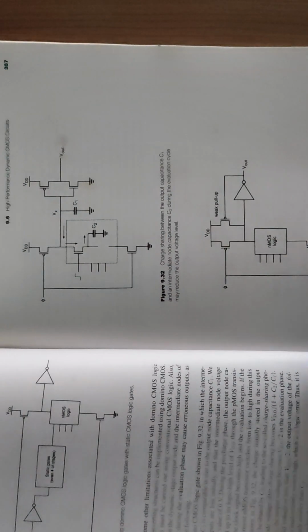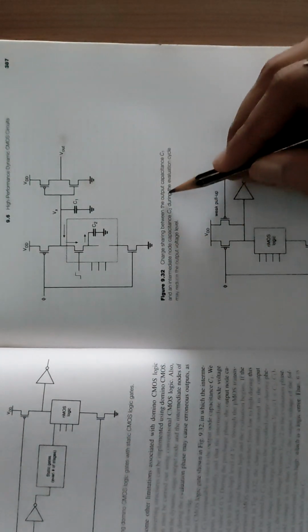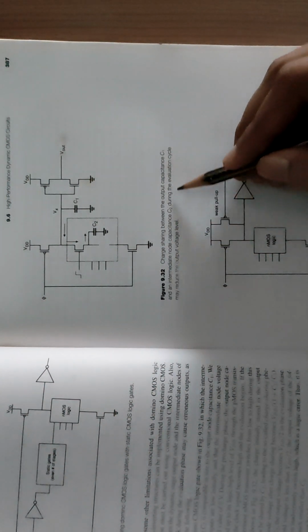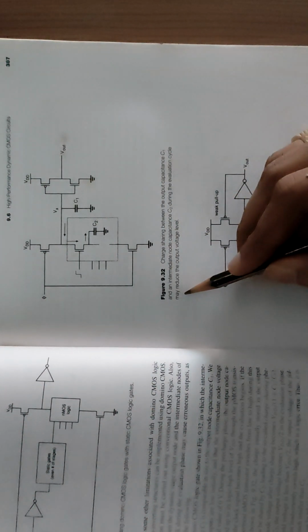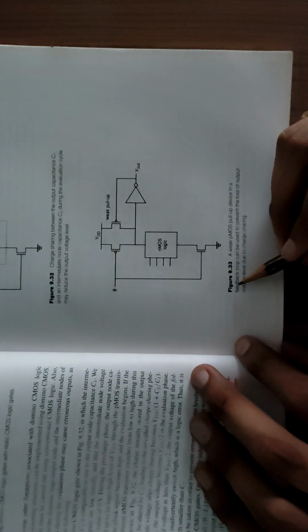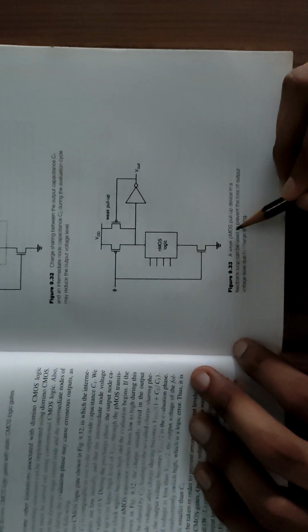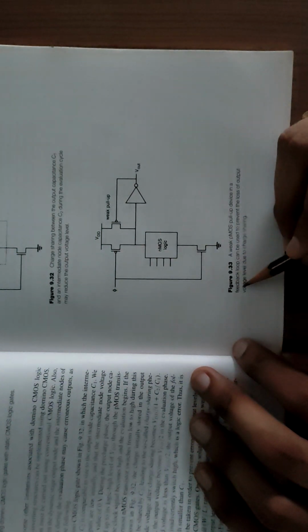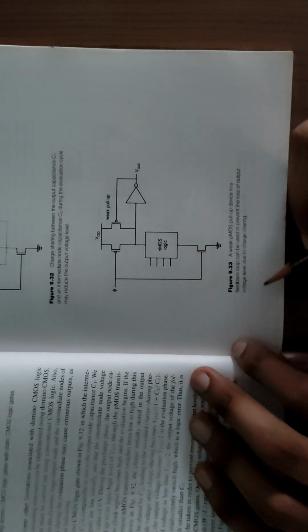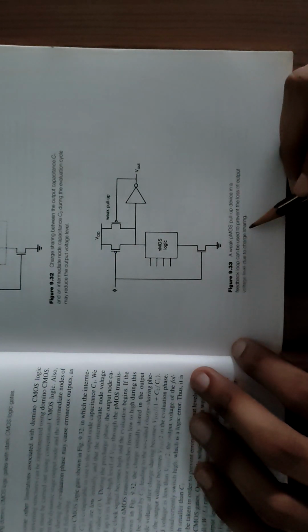Here you can see the figure. Charge sharing between the output capacitance C1 and an intermediate node capacitance C2 during the evaluation cycle may reduce the output node voltage level. In this figure, a weak PMOS pull-up device in a feedback loop can be used to prevent the loss of output voltage level due to charge sharing.